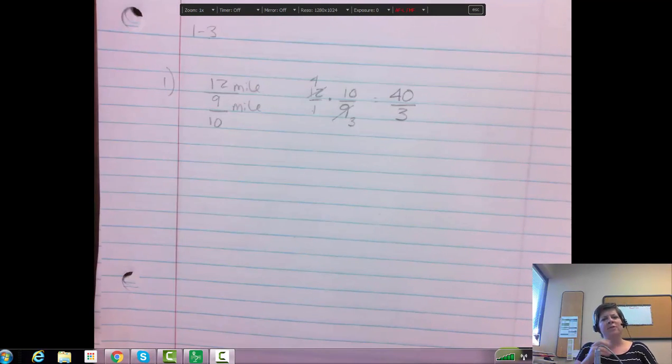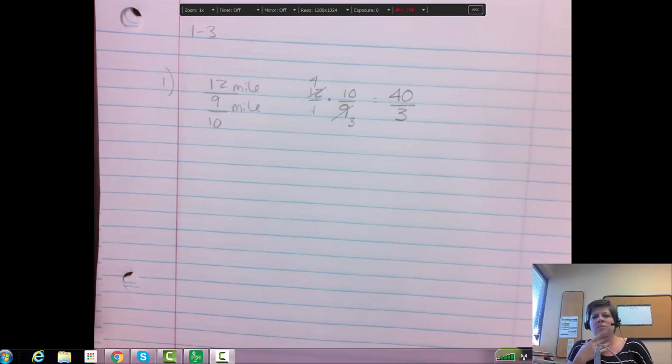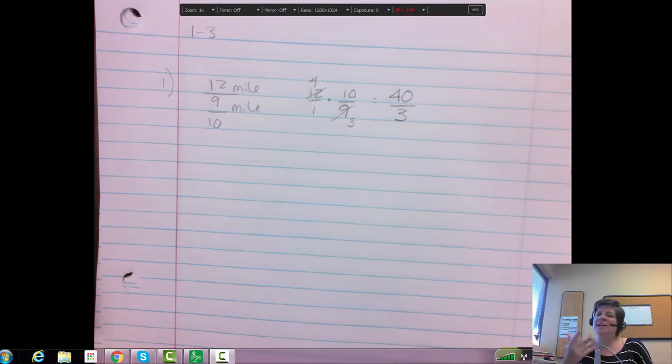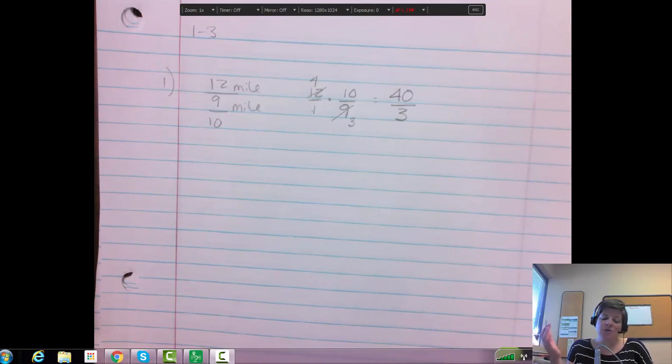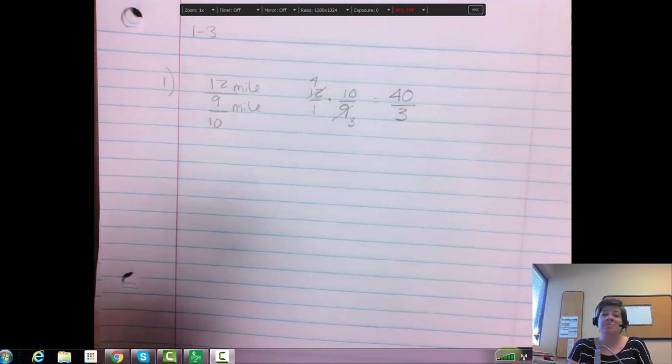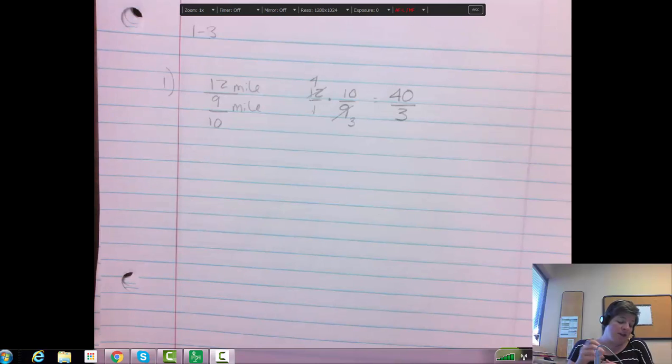Can you reduce any further? No, 3 doesn't go into 40, right? So you could say, all right, it goes in so many times and make it a mixed fraction, but I don't mind improper, so this is fine. 40 thirds is your answer, but what happens to our miles?